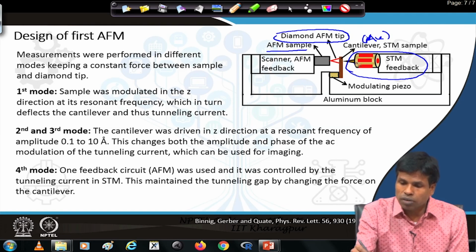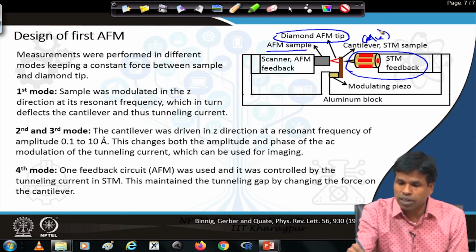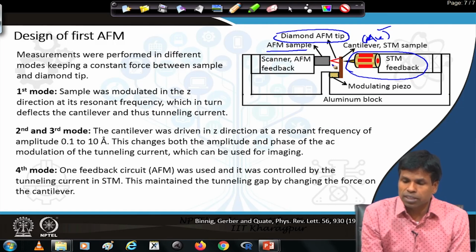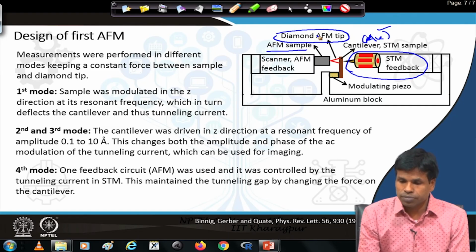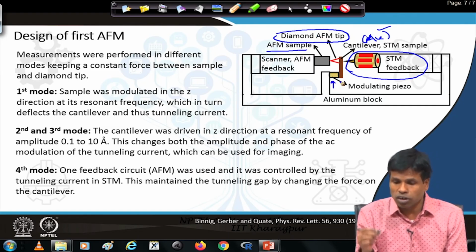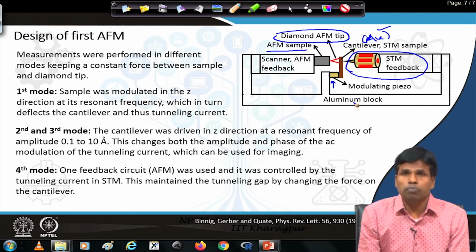Now, because STM measures the tunneling current, therefore the cantilever is made of gold, but at one end of the cantilever, on one side, the diamond tip is fixed. Then we have a modulating piezo here to control the movements of the cantilever in the x, y, z direction, and it is placed on an aluminum block.